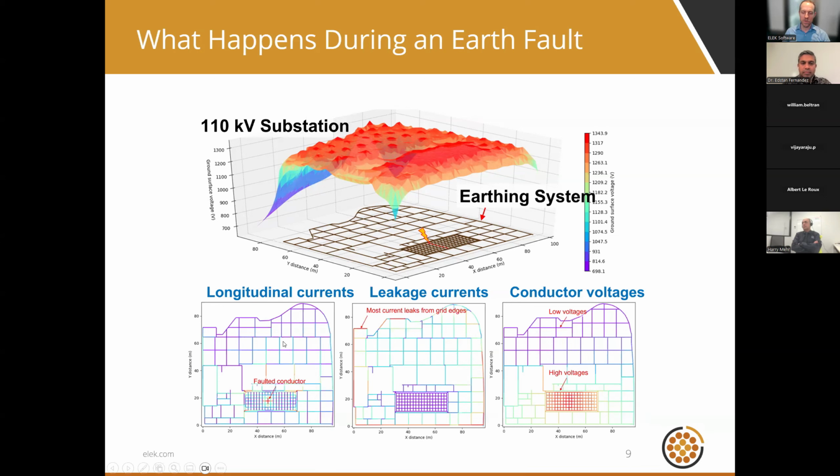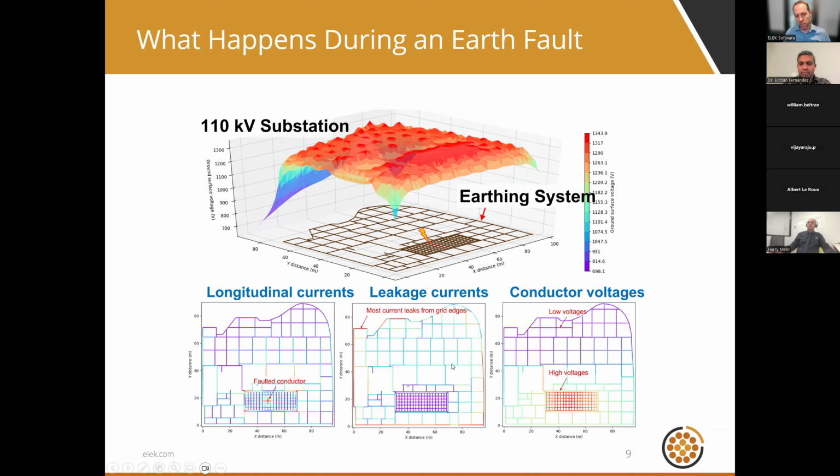So let's look at these three plots. Longitudinal current: you can see the faulted conductor. As I said, fault current is being injected there, and what happens is currents are dispersed along the conductors. They travel longitudinally along the conductors, and they're distributed in this network. It becomes an electrical network.